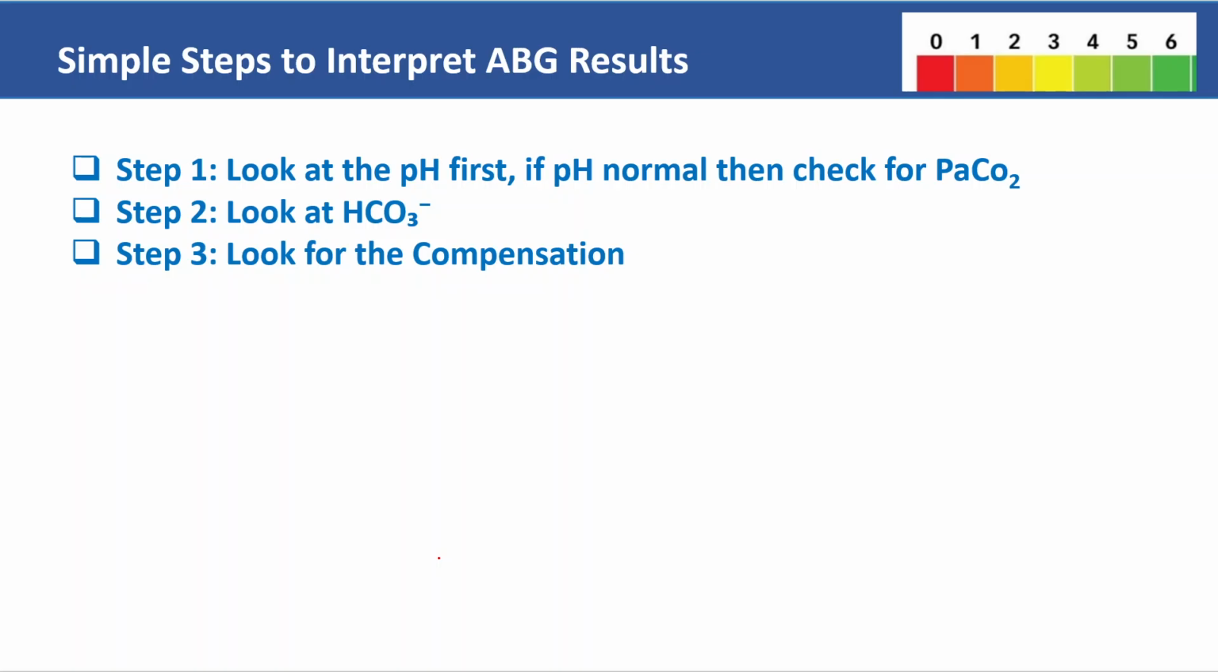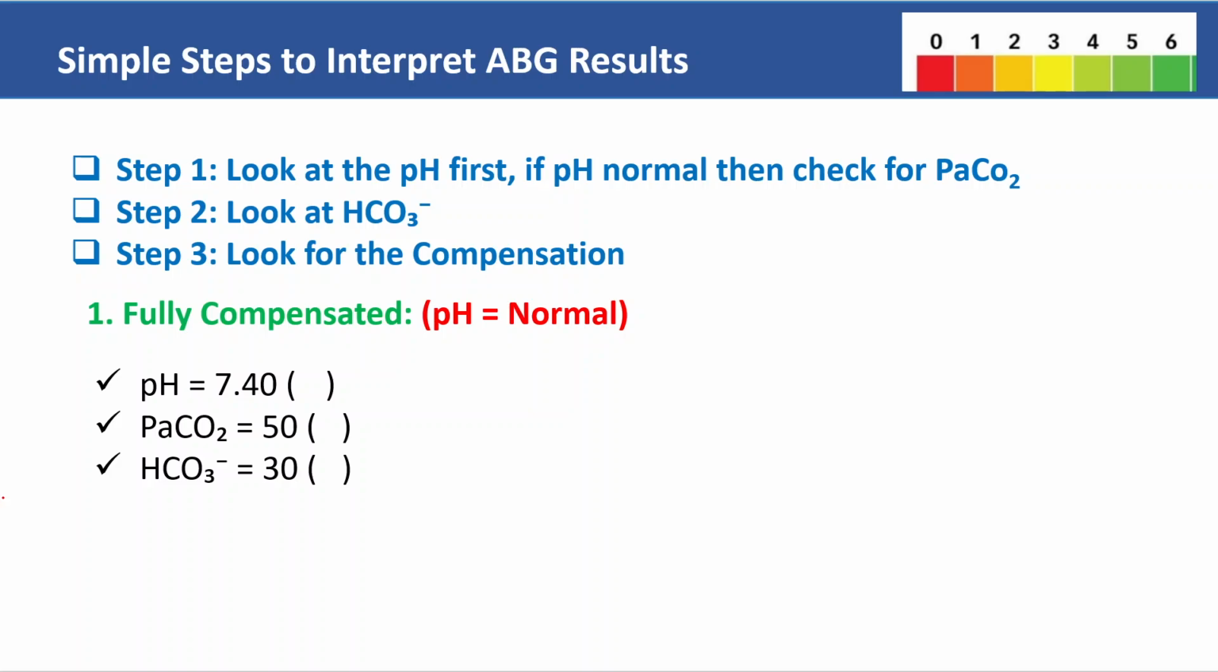So step 3 is look for the compensation. If it is fully compensated, the pH will be normal. Don't bother about the PaCO2 and the bicarbonate, they may be high or low. If pH is normal, everything is normal, right? It's fully compensated, I mean.